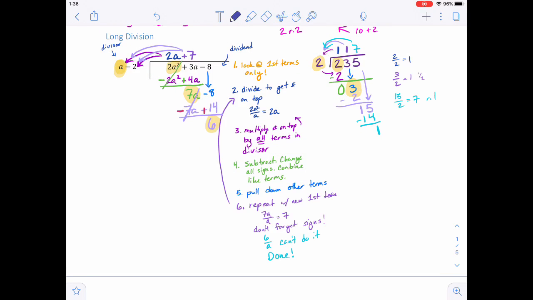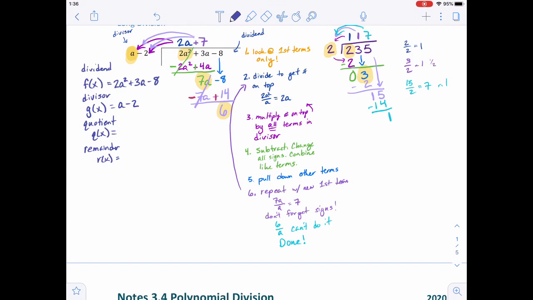Let's identify our function, our divisor. Let's make some space. So we have our dividend, our divisor, our quotient, called q of x, and our remainder, r of x. So our dividend is the thing inside our division symbol. So that's 2a squared plus 3a minus 8. Our divisor is what's outside, a minus 2. Our quotient is on top, 2a plus 7. Our remainder is down at the bottom, that's 6.